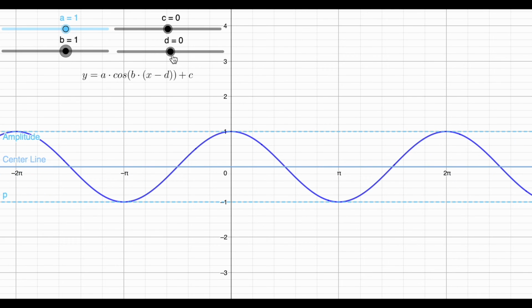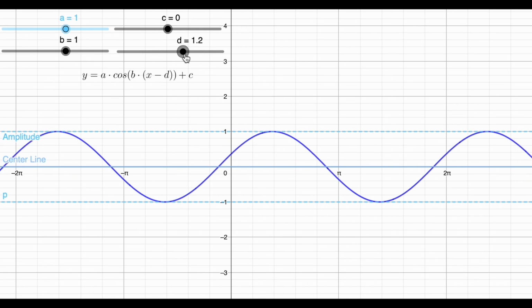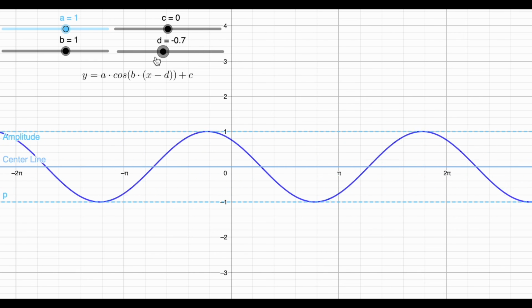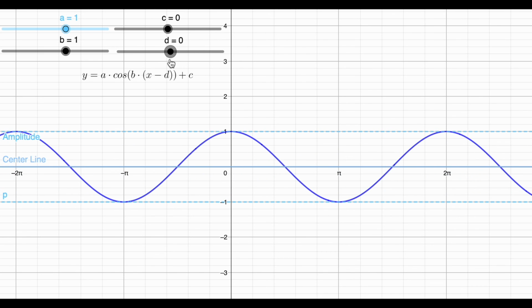Now the D is called the phase shift. So if you have your cosine function or the sine function, you'll see it written like this. You can see how this just moves it right and left like that.